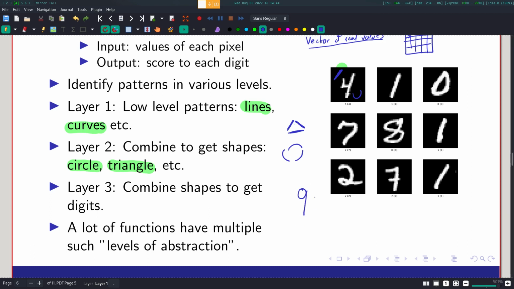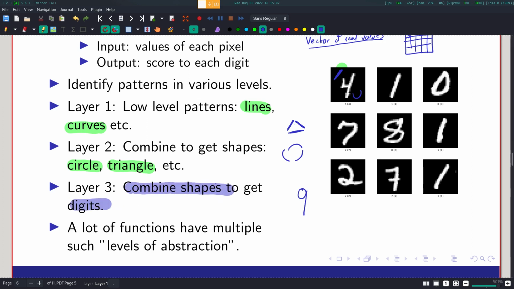So when the third layer sees these two things, it can then say that, okay, if there is a circle here and there is a line here, that is, if this neuron has a high value, I can combine that to get a digit, right? I can combine that to say that, okay, this is actually the digit 9, right? So the third layer is going to combine these shapes to get some digits.